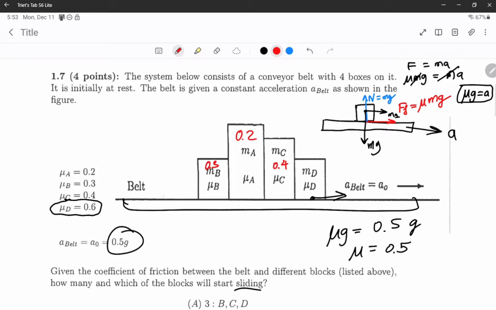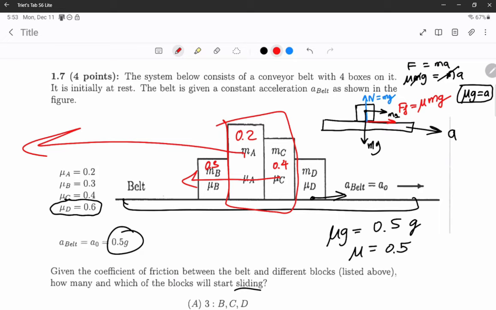So if the mu is 0.2, it means that it's going to slide a lot, and then 0.3 is also going to slide, but not as much as 0.2. 0.4 means that it does slide, but it's not a lot. So with that in mind, if you only analyze A and C, A is going to slide a lot, but C is not going to slide that much, and they're going to separate easily, because the one on the left is going to move to the left a lot, and the one on the right doesn't move to the left that much, right?